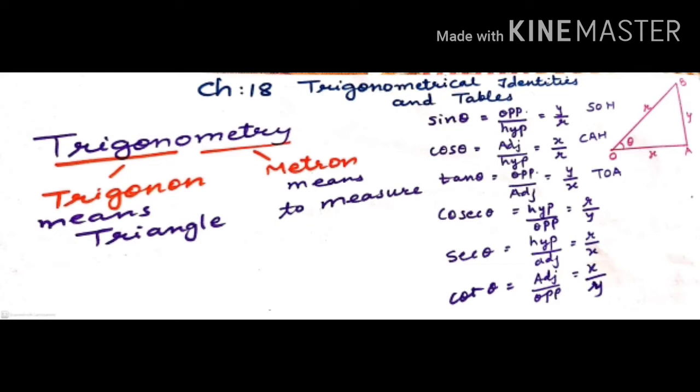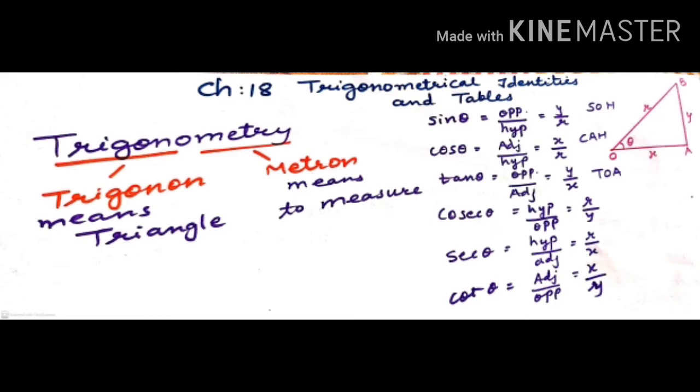Next is cos theta. Cos theta is equal to adjacent upon hypotenuse. So adjacent to theta is x and hypotenuse is r. So x by r. Tan theta is equal to opposite upon adjacent. Now according to theta in the triangle, opposite is y and adjacent, meaning near to it, is x. So y by x.